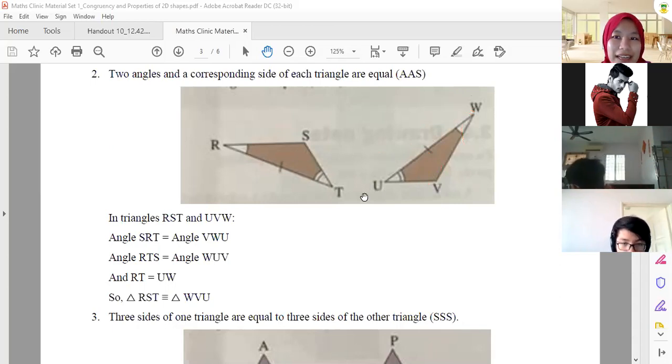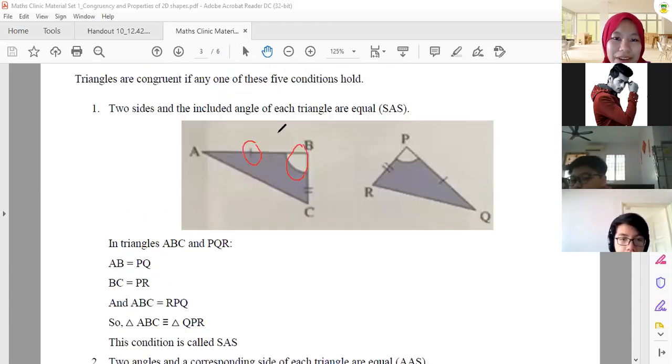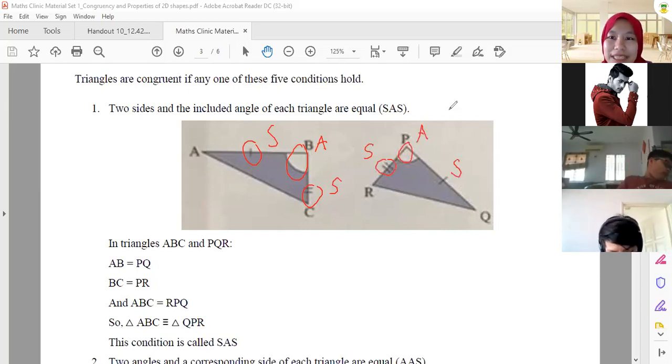The first one, do you have any problem? Do you agree that we call this SAS? Do you agree? We call this SAS. Follow the order. This is SAS. My question, do you call this angle an included angle? Do you call this angle an included angle?